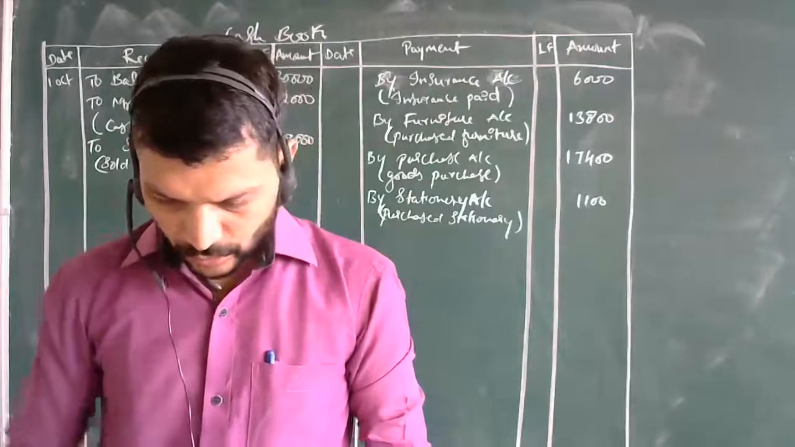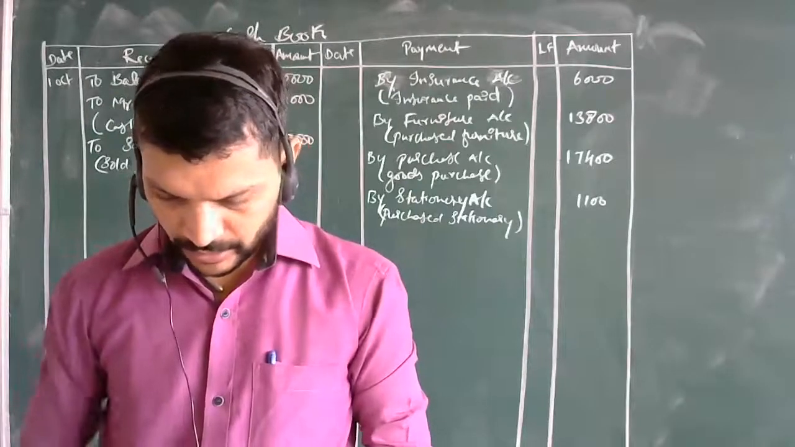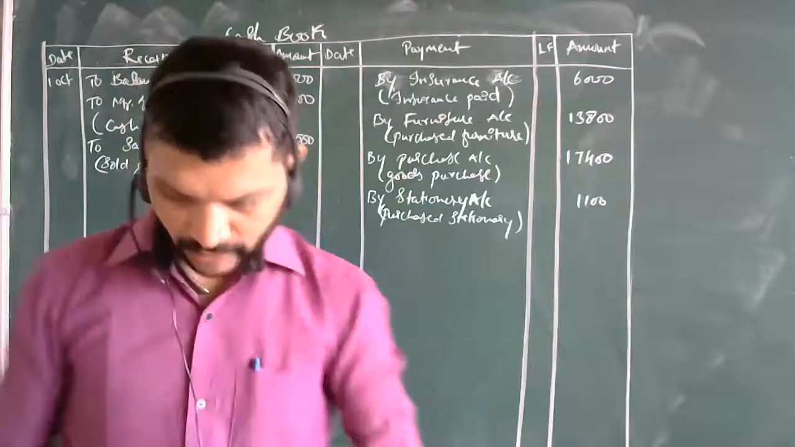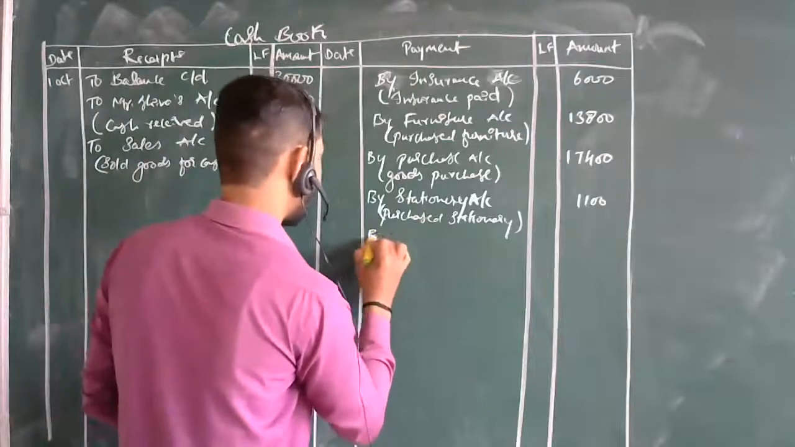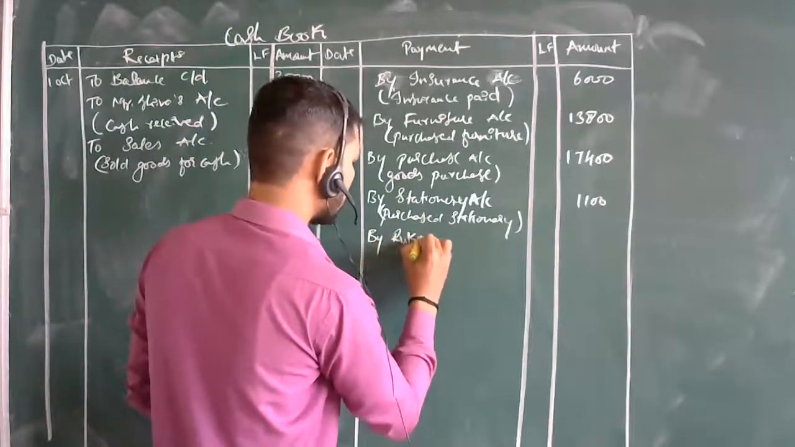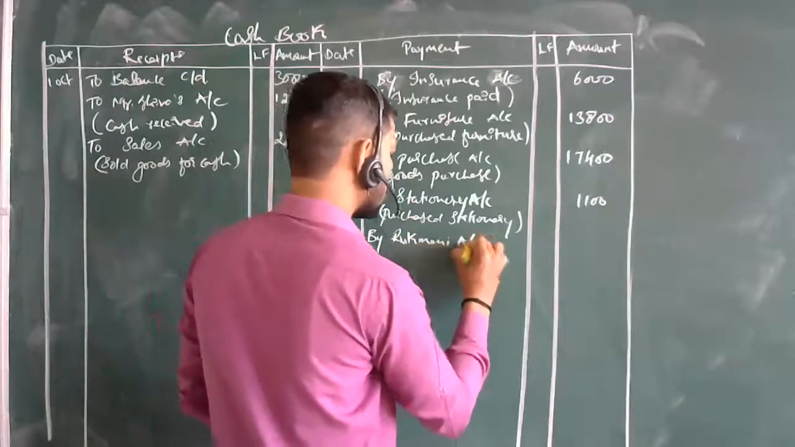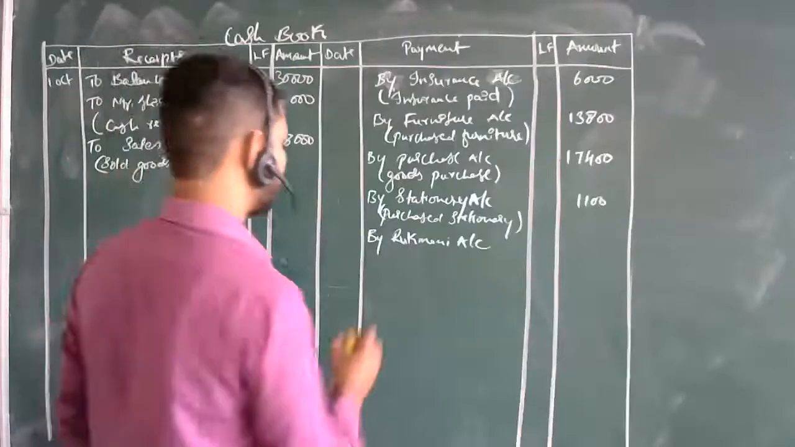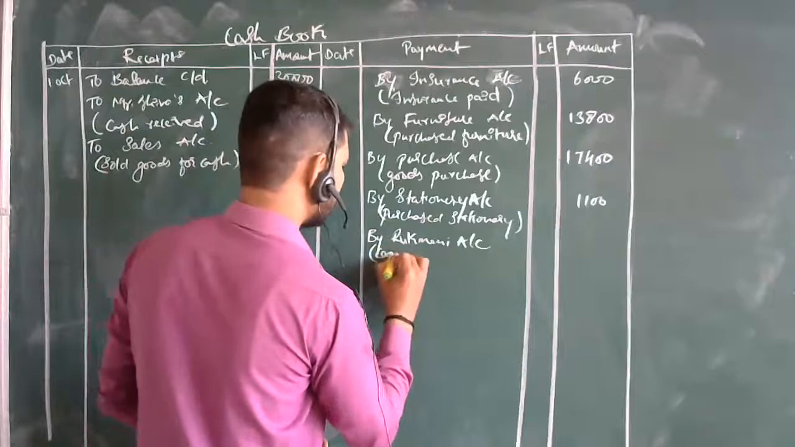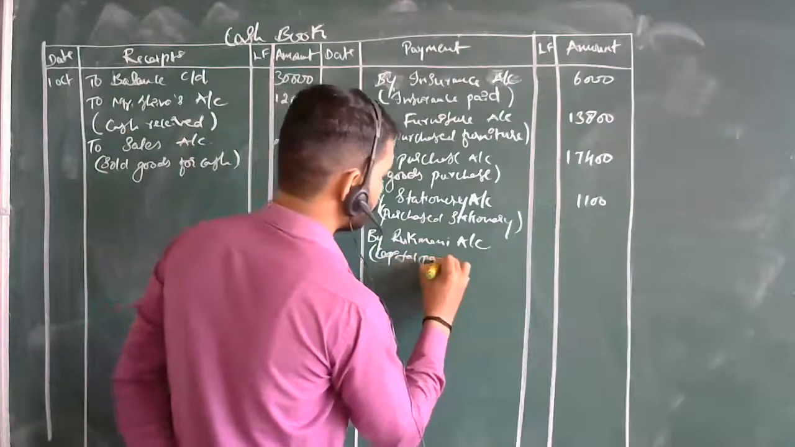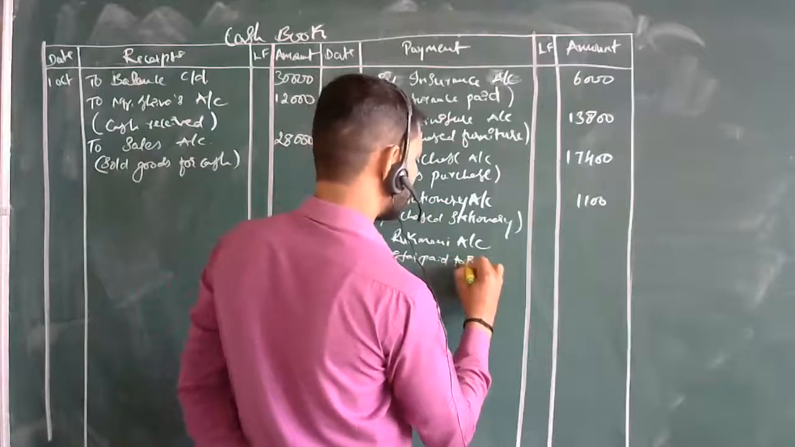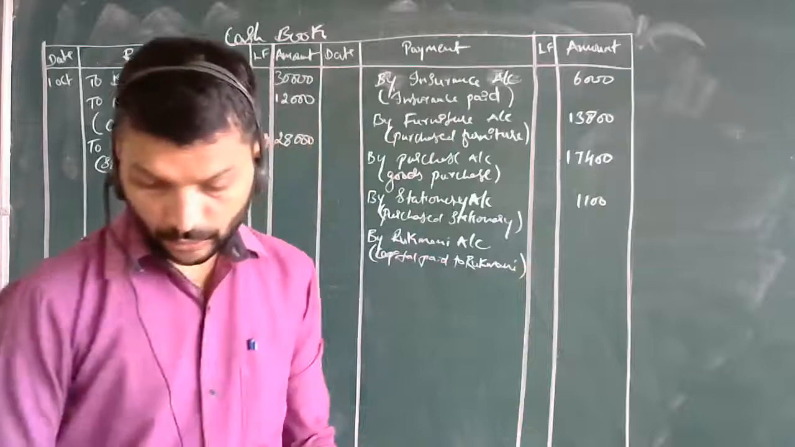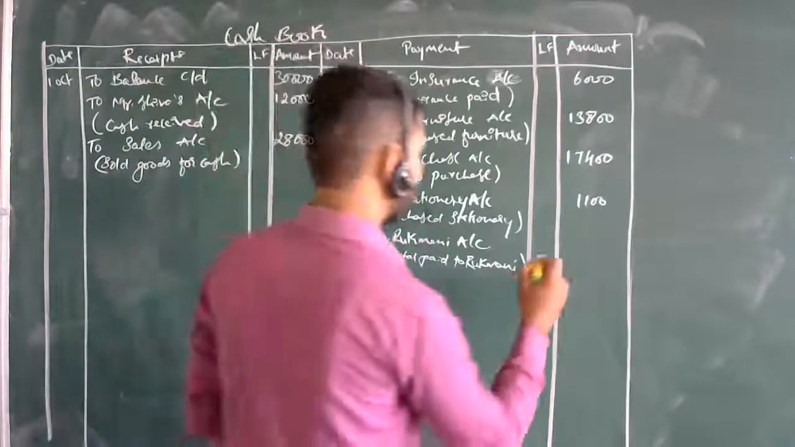Cash paid to Rukmini on account. How many rupees have you paid in cash? 12,500. By Rukmani account. Capital paid to Rukmani. Cash means capital paid to Rukmini. Okay. What is the amount over here? 12,500.